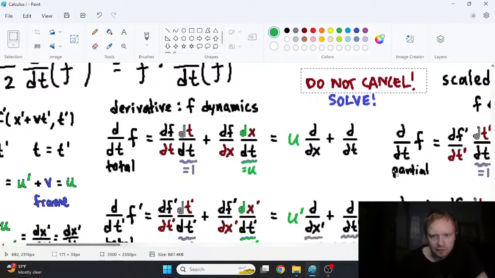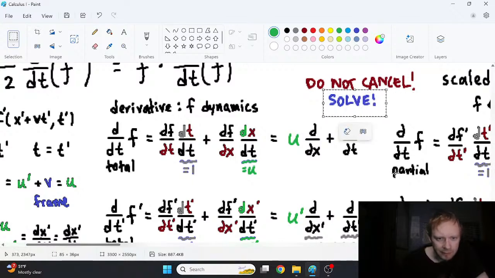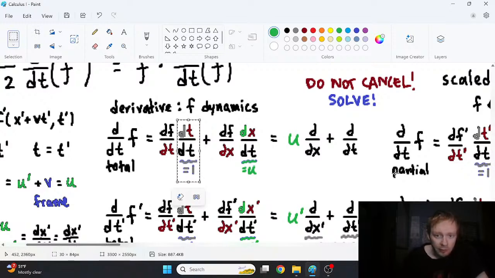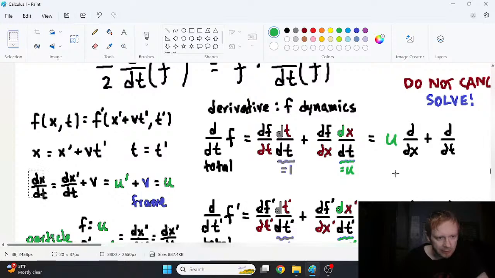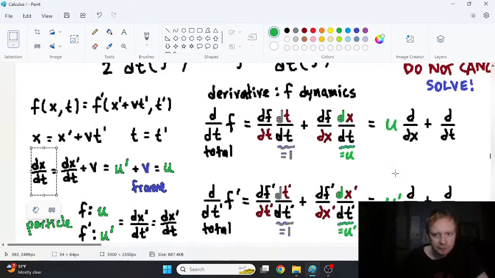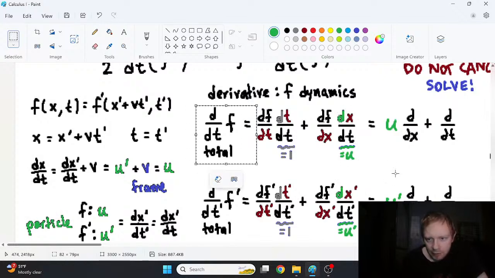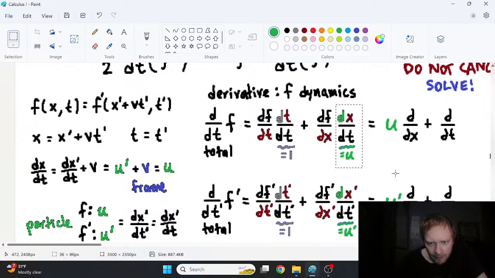Although we're not supposed to cancel this, we're supposed to really solve them, meaning this thing right here, if you take dt over dt, that's just equal to 1. And if you take a derivative of x, remember we already explained that it was u. It's just the particle motion. It's the person walking on the thing. It's the velocity of that. So that's the first step here.